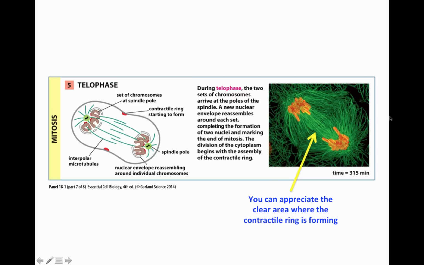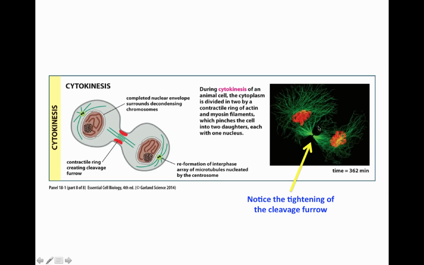In here on the right, you can appreciate a cell that is already in telophase. The chromosomes are completely separated from one another, and you begin to see a dark area in between the two cells. That is the place where the actin molecules, which are not labeled in this image, are beginning to obscure the tubulin GFP, and therefore they form a line. So you can appreciate that right in the middle.